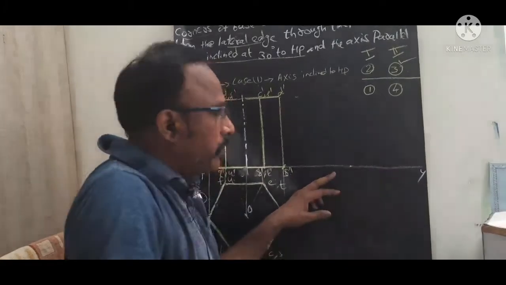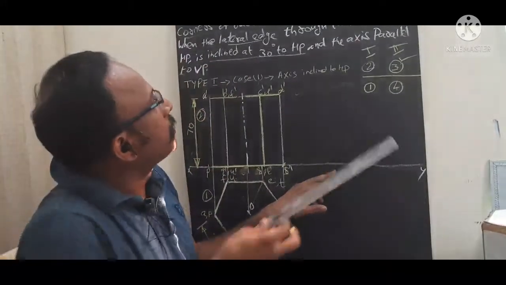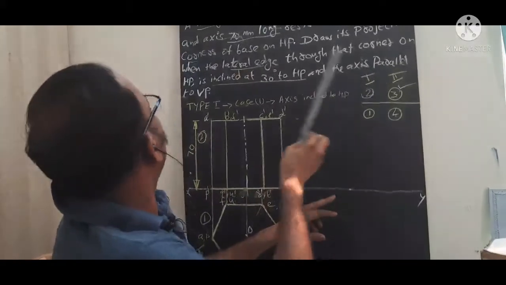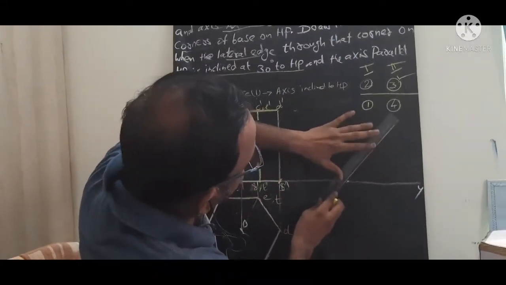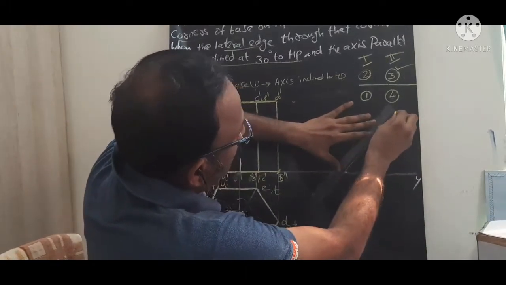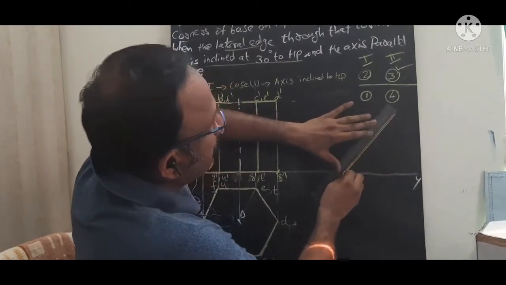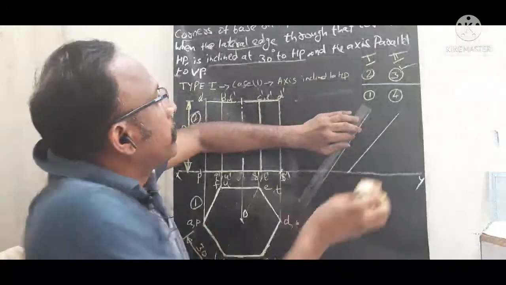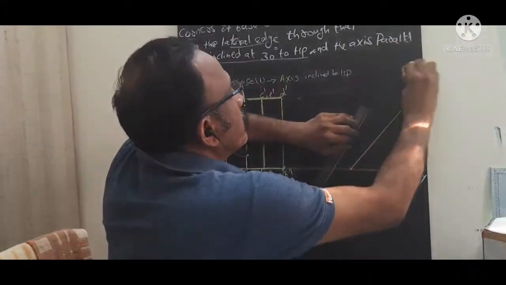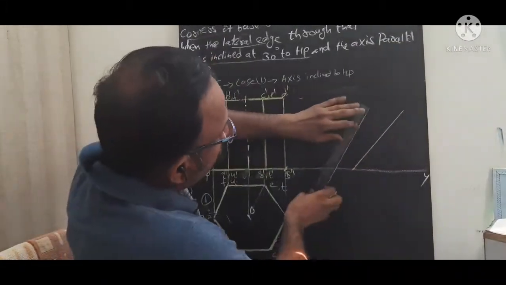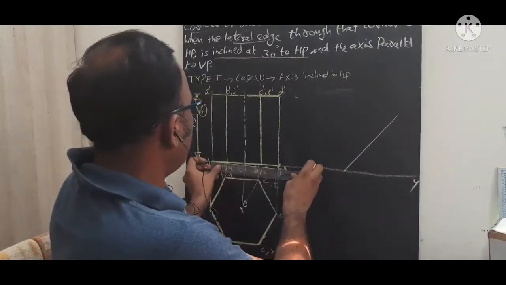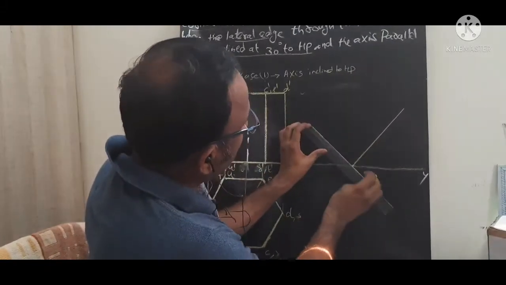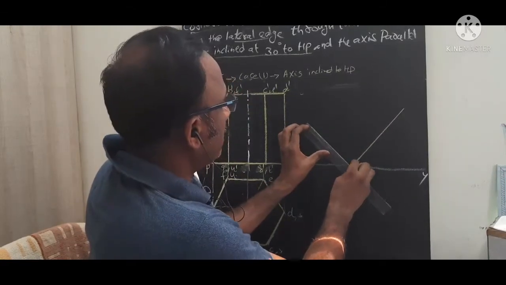Then I am going to draw this 30 degree line. So the lateral edge through that corner is inclined at 30 degrees to HP. I am going to draw this particular line. Now we move to step number 3. So now we have this base edge dimension. We know that we can draw this base edge.